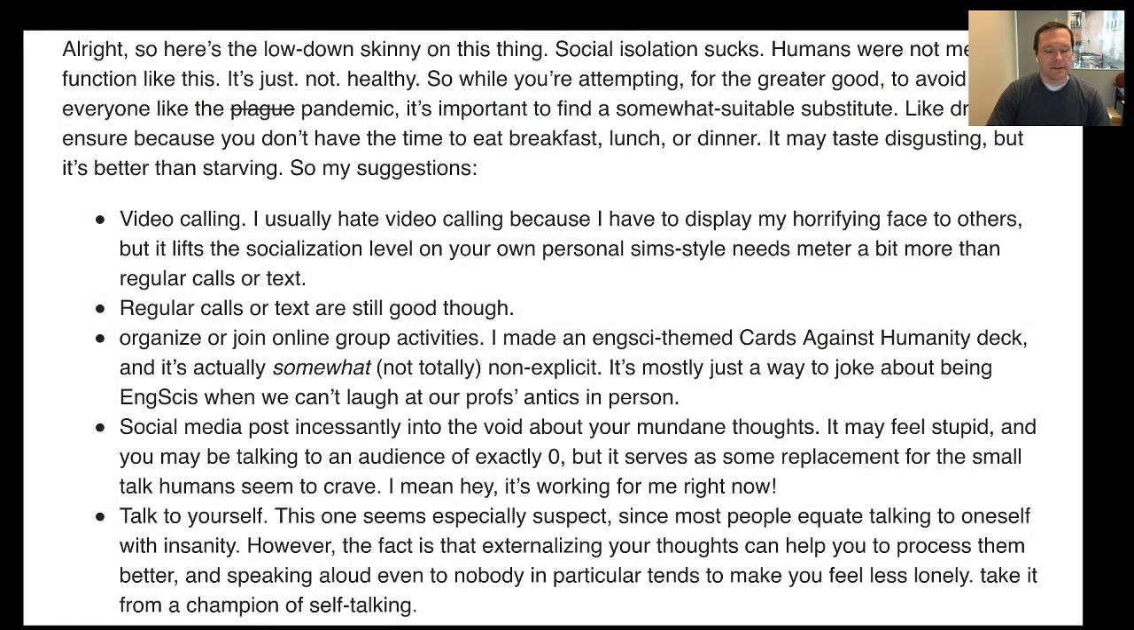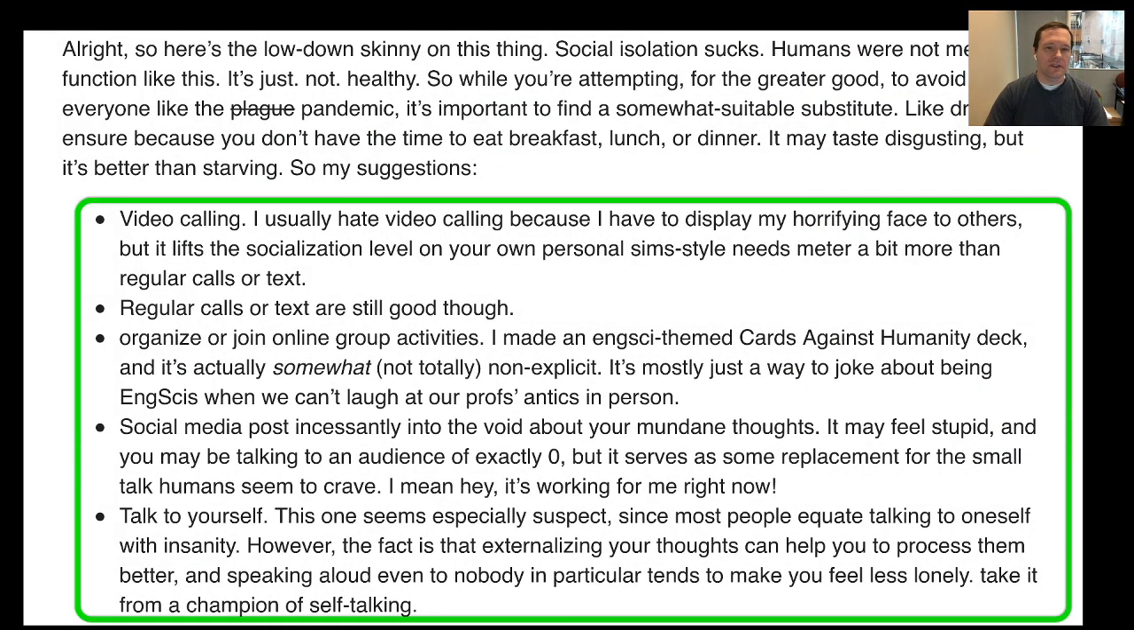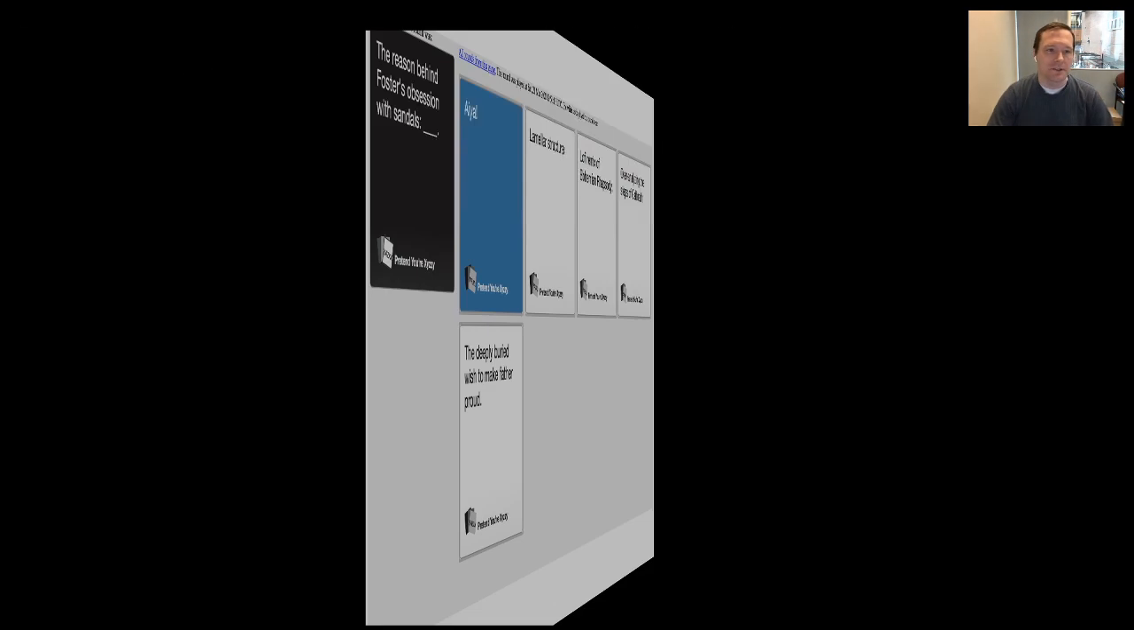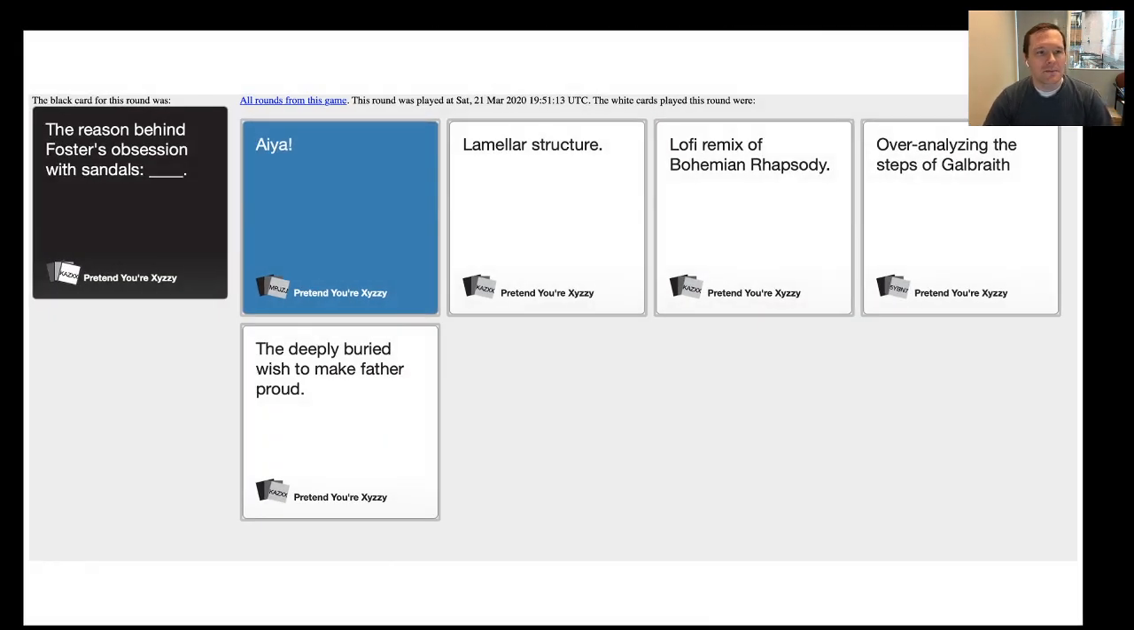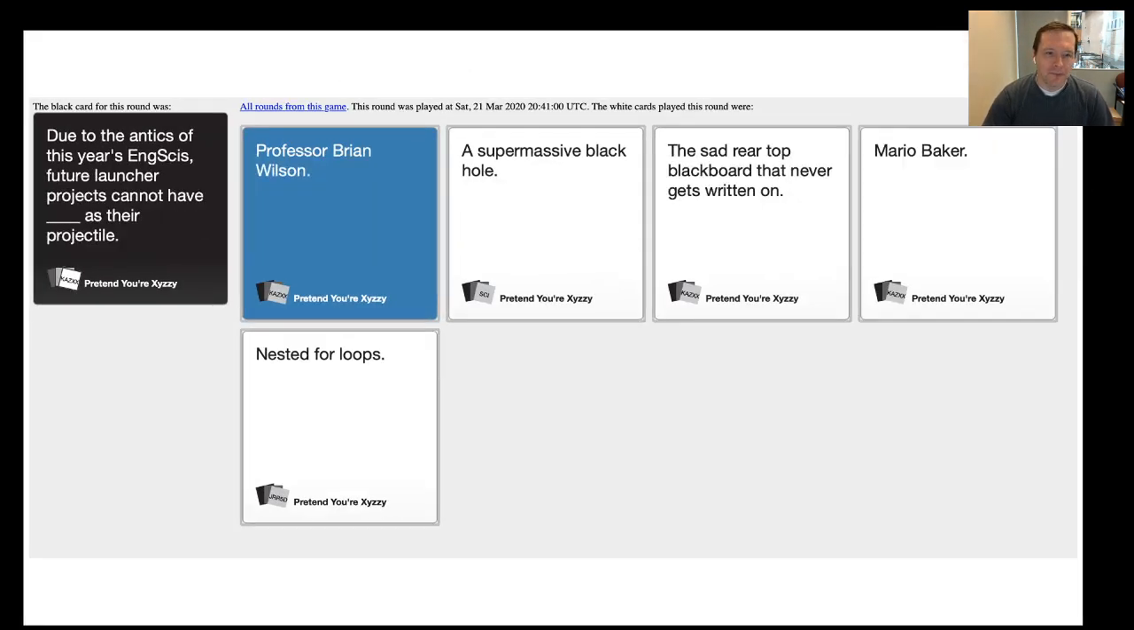All right. And Futor mentions a bunch of things, video calling, group activities. Oh, I should say, the NSI themed Cards Against Humanity decks are kind of awesome. The reason behind my obsession with sandals, I assumed it would be the deeply buried wish to make dad proud, although it doesn't really, because my dad wasn't really an outdoors person. But this is kind of fun, and it speaks to the culture that you've created. If you could actually launch Professor Brian Wilson, that would be awesome. But you're having fun with it, and that's what we're going for.